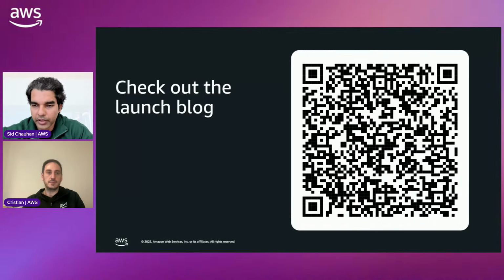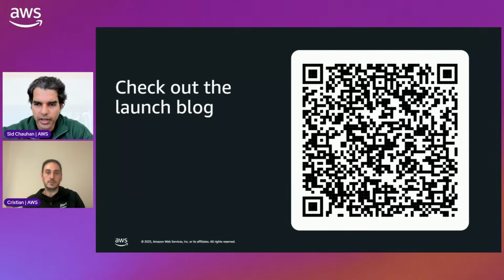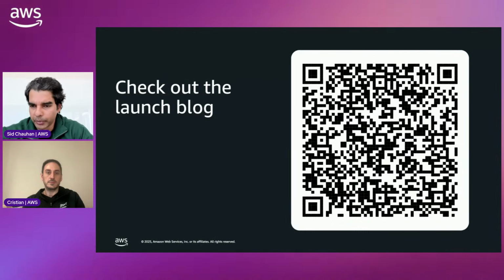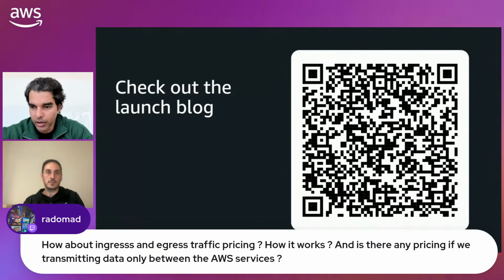Cool. There is a question around traffic pricing. I think you did address a little bit of it, but if you could just recap. The question here from Radomad is, how about ingress and egress traffic pricing? How does it sort of fit in here? And is there any pricing if we are transmitting data only between AWS services?